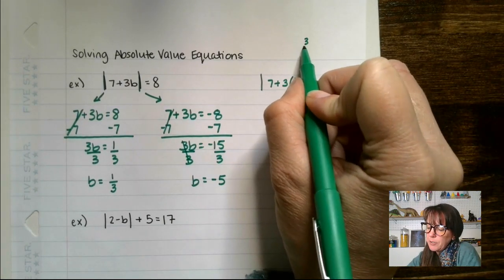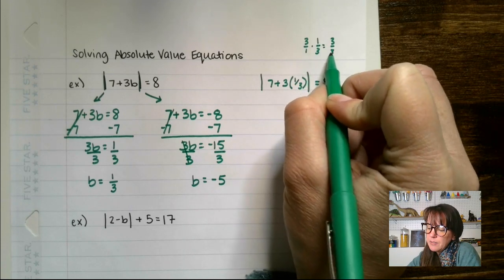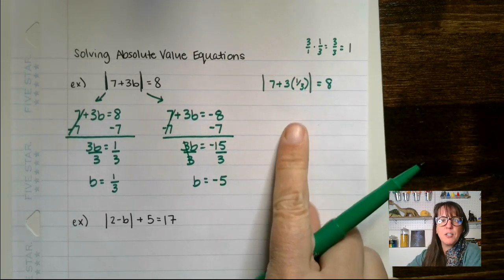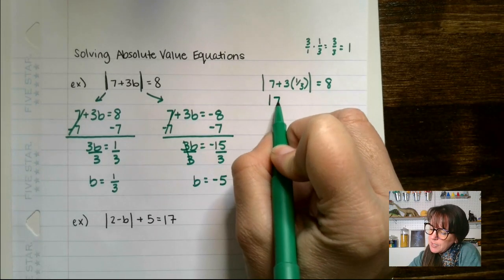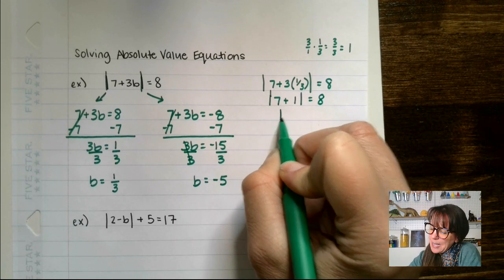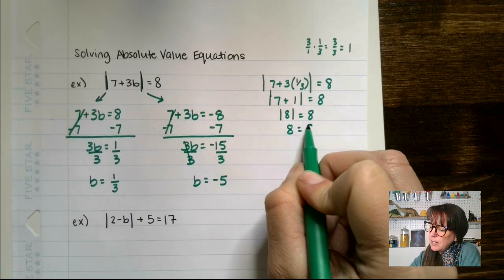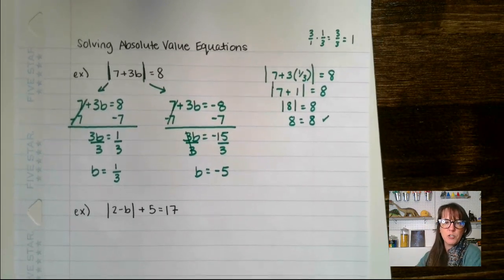All right, so now what we have to do is 7 plus 3 times 1/3. A little bit of side work here: 3 over 1 times 1 over 3 will give me 3 over 3, which equals 1, right? So we have the absolute value of 7 plus 1 equals 8. The absolute value of 8 equals 8. Is that statement true? Absolutely it is. So we have checked our work and it works just fine.